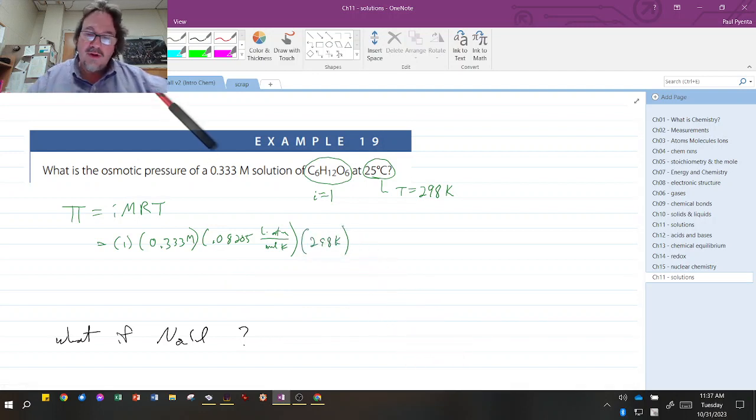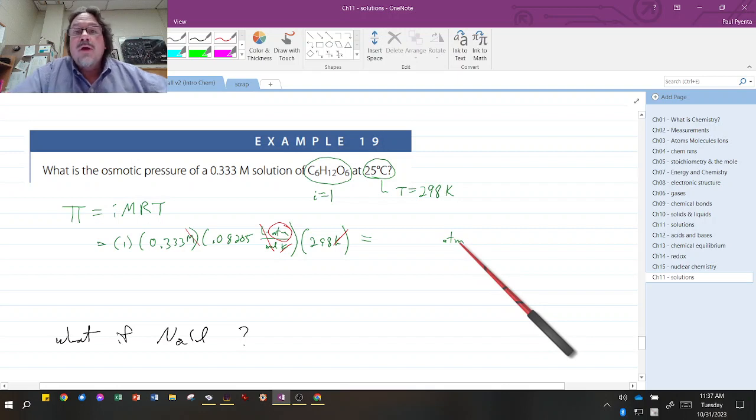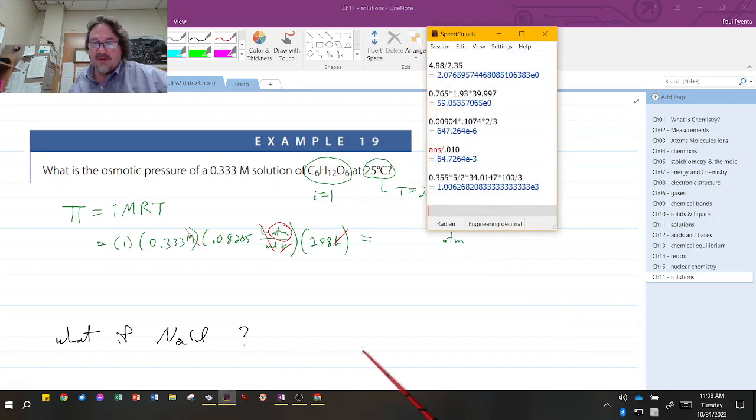Notice the units. Kelvins and Kelvins cancel there. I've got liters per mole, and here I've got moles per liter. So that's a 1 over M. This is an M, so that cancels. And I'm left with just atmospheres. So when I put my equal sign, the unit is atmospheres, which is pressure, and that makes sense since I'm solving for osmotic pressure. Okay, let's get the calculator, plug this through, and see what the answer is. Got 1 times 0.333 times 0.08205 times 298.